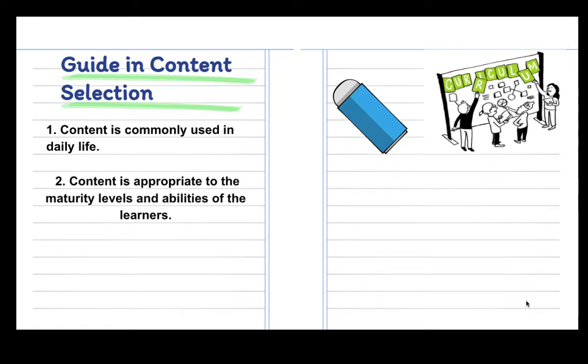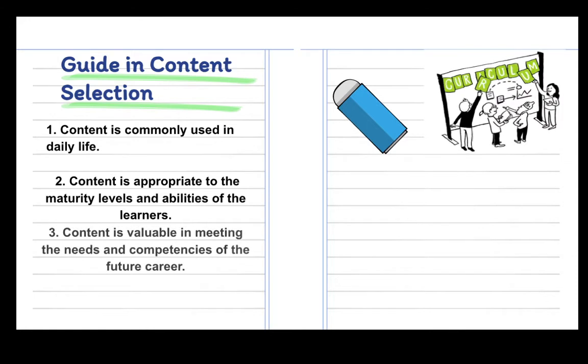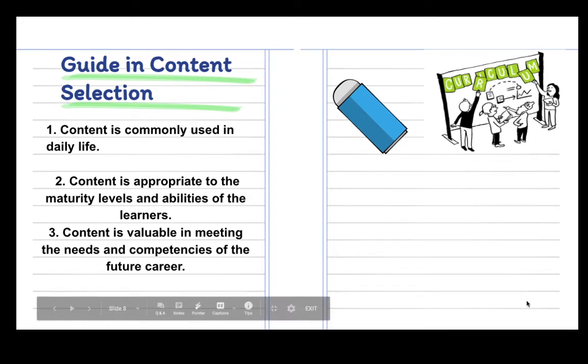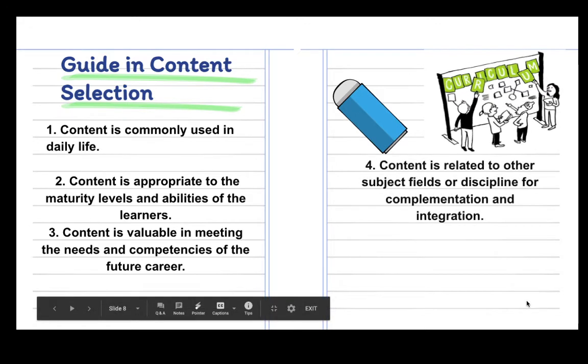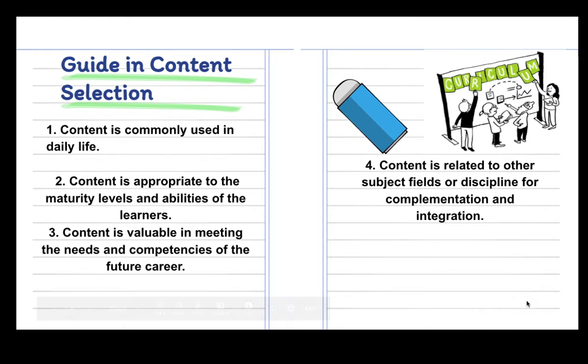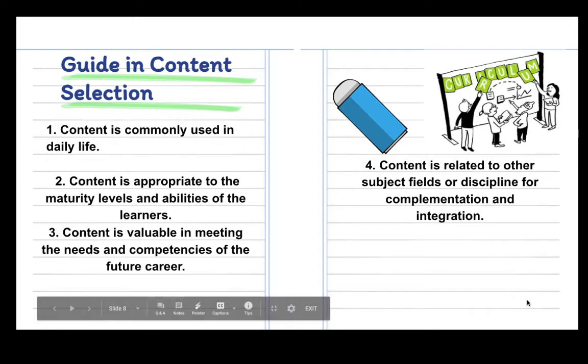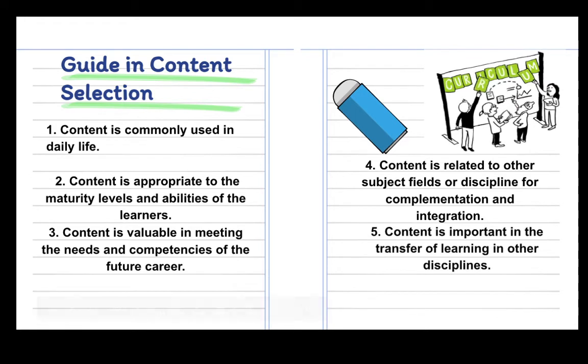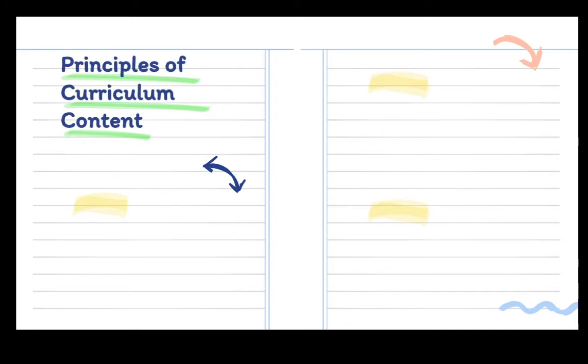Number two, the content is appropriate to the maturity levels and abilities of the learners. That's why the curriculum is per grade level. Number three, content is valuable in meeting the needs and competencies of the future career. Number four, content is related to other subject fields or disciplines for complementation and integration. This is the integration within and across the curriculum. Number five, content is important in the transfer of learning in other disciplines.